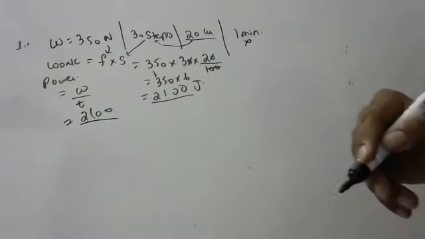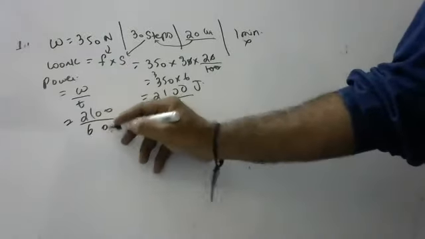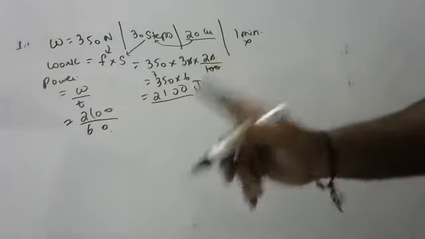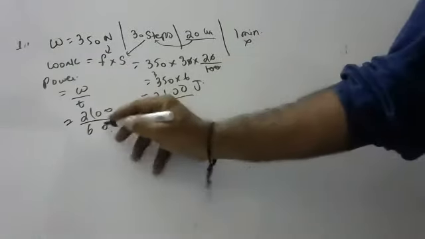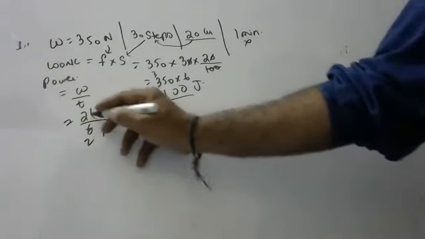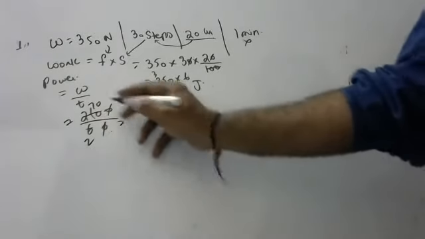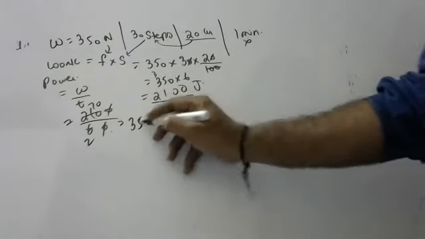1 minute. 1 minute we have how many seconds, children? 60 seconds. Because joules in seconds, you should calculate. You should never calculate in minutes, children. Okay, this is gone. 3 2s are 6, 70 seconds. So 35 watts.